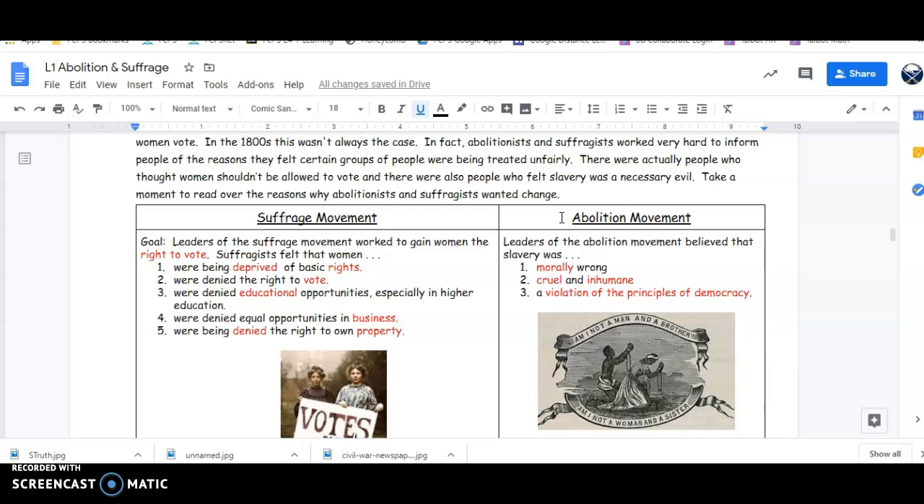But I just want you to know that later on in this lesson, you will need to become a reformer for one of these two movements. And I just wanted to give you a heads up on that. So start thinking as you're going through this lesson which movement you're more inspired by, the abolition movement or the suffrage movement.